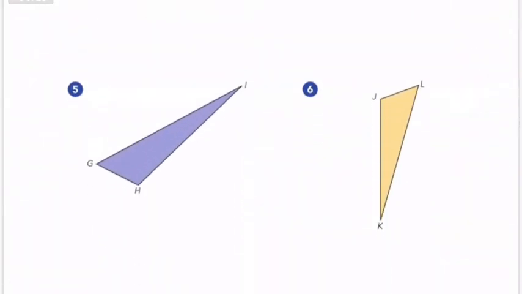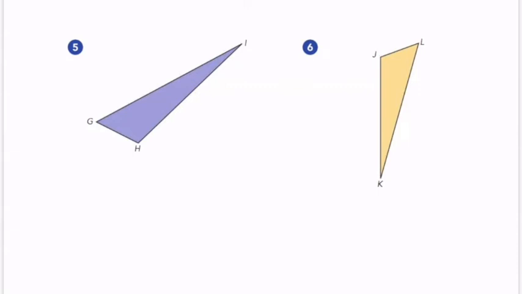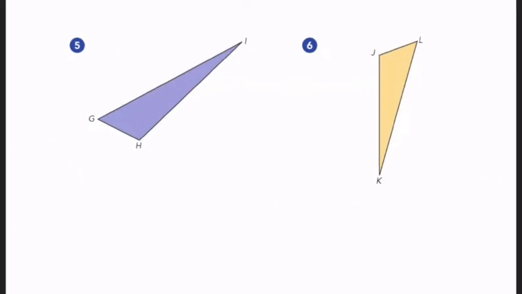Okay, try 5 and 6. So pause it and then come back. Okay, so 5 and 6. There's a couple ways to do this. It's easier if you kind of turn your paper. I know I can't really show you by turning it, but I'm going to try to do this the best that I can.